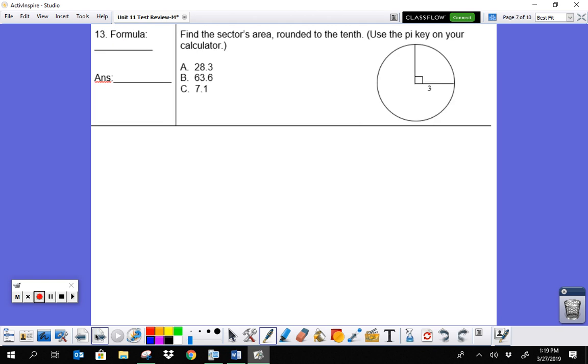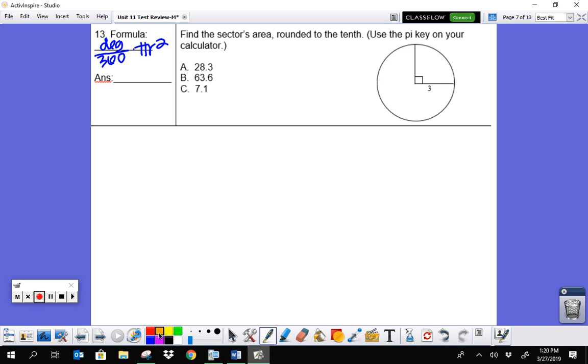Now here, we're going to find the area of the sector. So on the last one, it's like we found a piece of the perimeter. Here we're going to find a piece of the area. So sector area, the formula chart is going to say degrees over 360 times pi r squared this time, because we're talking about area.